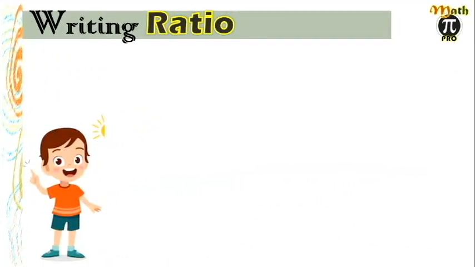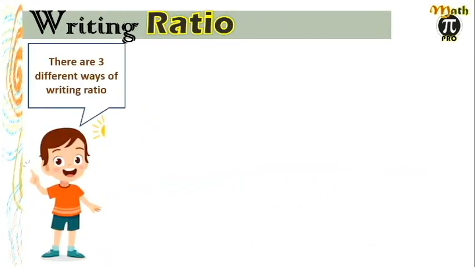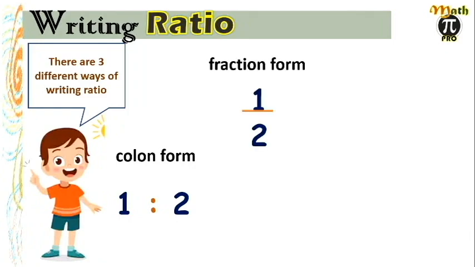How do we write ratio? There are 3 different ways of writing ratio. You can write ratio in column form like this, in fraction form, and in word form.